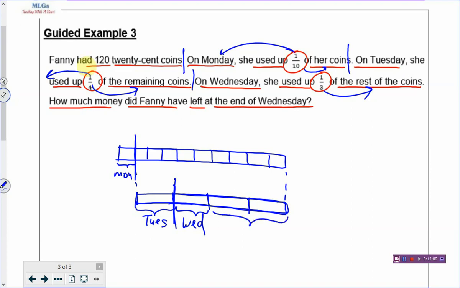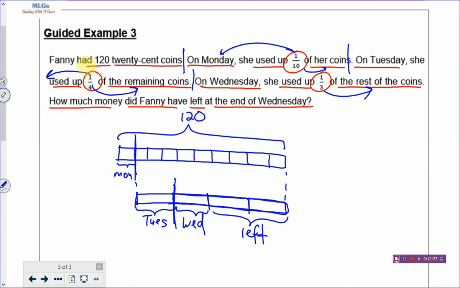And then what do you call the rest of these 2 boxes? So how much money did Fanny have left? So this will be the leftover. And we forgot to put something important. Fanny had 120 20-cent coins, so we forgot to put the total number of coins on the model. So make sure you have put all the numbers inside, otherwise you won't be able to solve using the model.